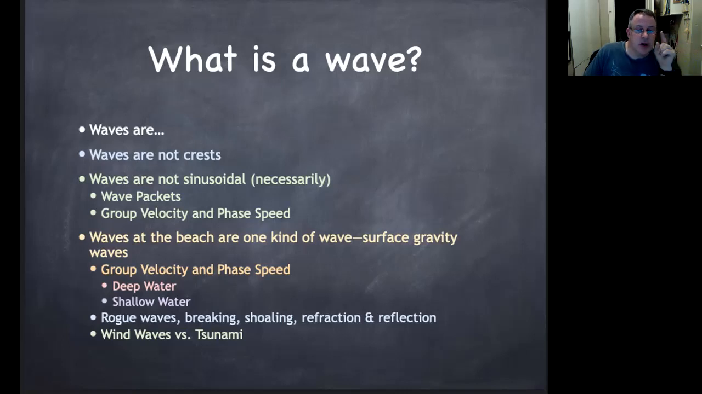Waves on the beach are one particular kind of wave, surface gravity waves, that vary whether they're in deep water or shallow water. Cool things to talk about, we're going to talk about next week. Rogue waves, tsunamis, those are kinds of surface gravity waves. So oceanographers like to categorize the waves by where they are, surface gravity waves are at the surface, and what the restoring force is. Gravity is the restoring force for a surface gravity wave.